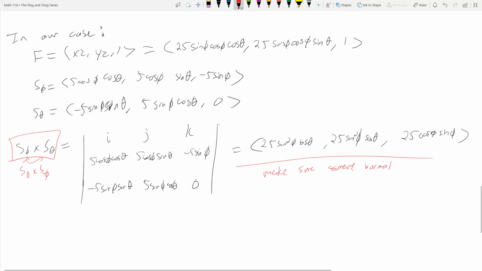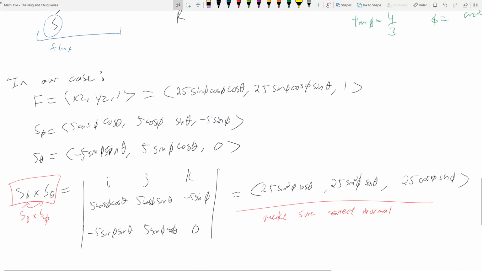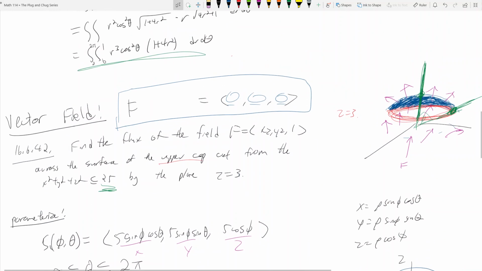Okay, and how do I do that? How do I make sure that this is going to be the correct normal? Well, one way to do this is, remember, let's go to the sketch back here. We want to find the outward flux of the field across the surface. I might have skipped some words here, let me just read this. Find the outward flux. Yeah, it is the outward flux. It's almost always going to say outward.